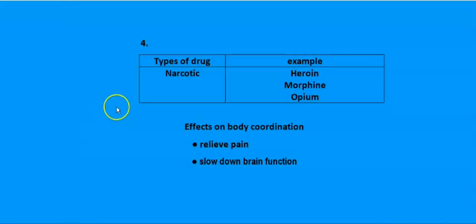Okay, now we look at the narcotic drugs. Examples of narcotic drugs are heroin, morphine, and opium. Their effects on the body are to relieve pain and slow down brain function. So these are the types of drugs and their effects on the body.